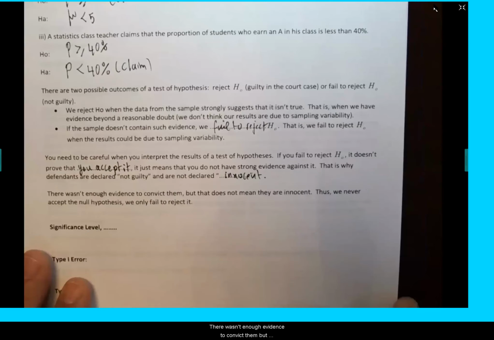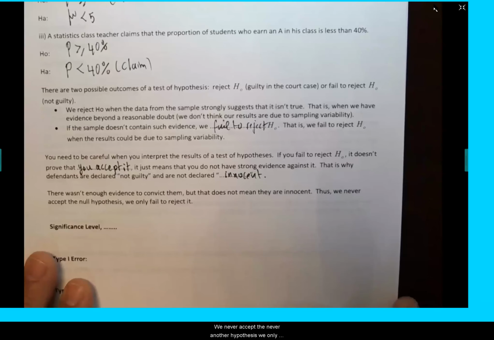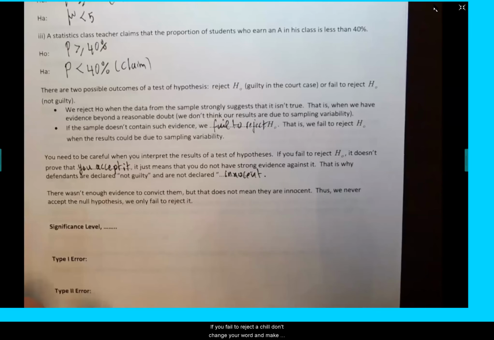There wasn't enough evidence to convict them, but that doesn't mean they are innocent. Thus, we never accept a null hypothesis. We only fail to reject it. So what I'm trying to tell you guys, if you fail to reject H0, don't change your wording and make it accept. Just keep it, fail to reject H0.